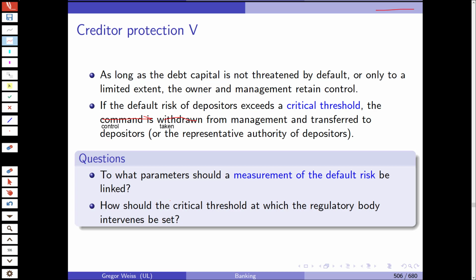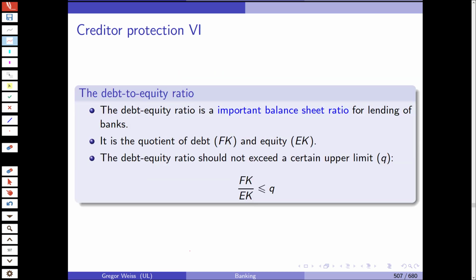And then the question is, to what parameters should a measurement of the default risk be linked, and how should the critical threshold at which the regulatory body, for example BaFin or Deutsche Bundesbank, intervenes be set? So to protect depositors, we will first set a critical threshold. Then we will measure default risk, and if our default risk measure crosses this threshold, then we will transfer control of the bank from management and shareholders to depositors or to the government.